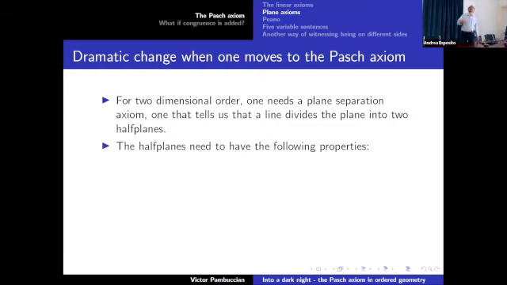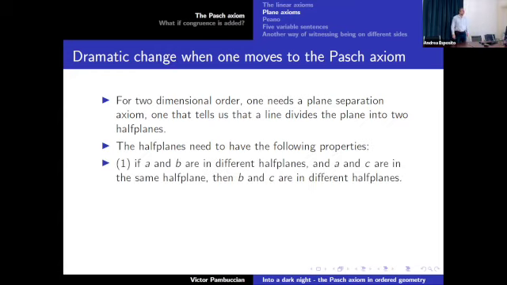Now, what do you want of these half planes? You want the same thing that you wanted from the half lines, actually. You want 3 conditions. You want that if A and B are in different half planes, and A and C are in the same half plane, so think about the line like this, A and B are in different, but A and C are in the same, then you expect that B and C are in different half planes. That's a simple thing, it's intuitive.